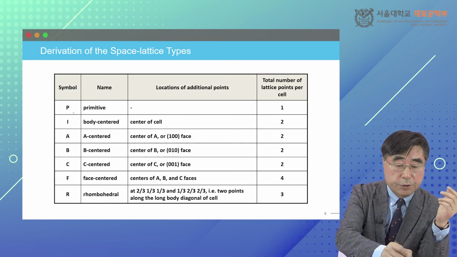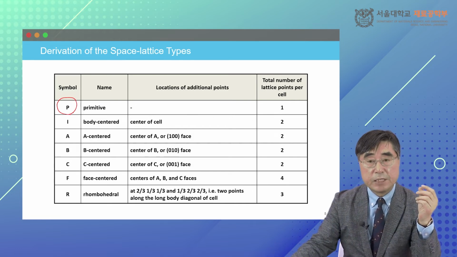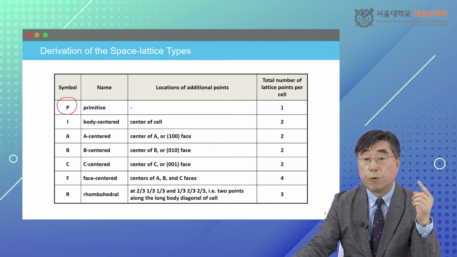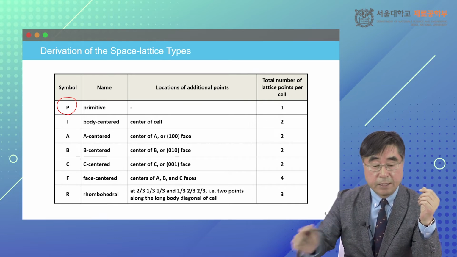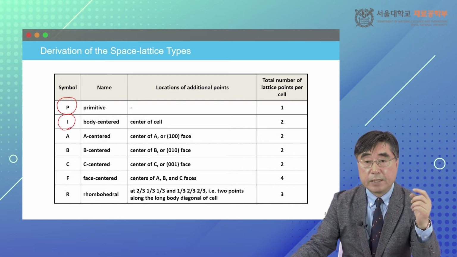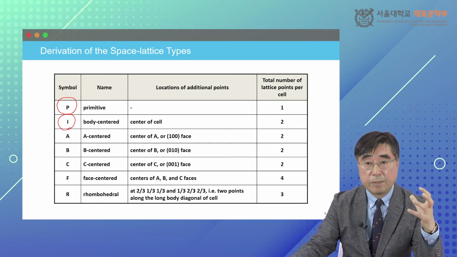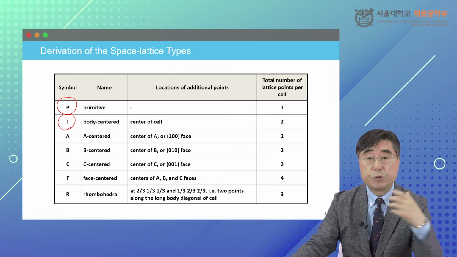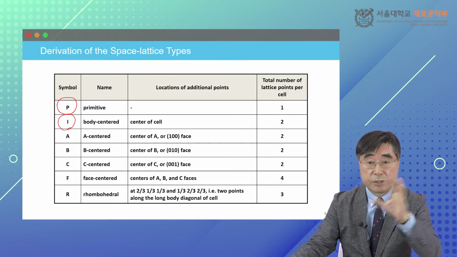Okay, I explained to you that there is a primitive unit cell. It means that there is only one lattice point in a unit cell. And there is a body-centered unit cell. It means that there is one lattice point at the corner of the unit cell, but there are extra lattice points in the body-centered position, which we will call body-centered.